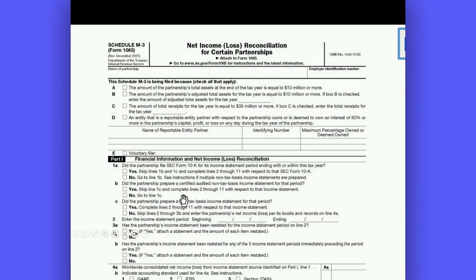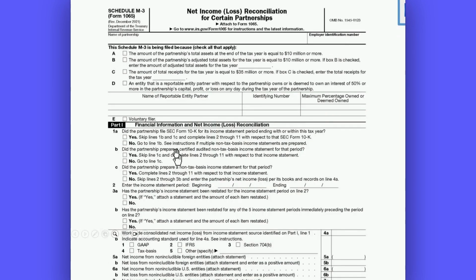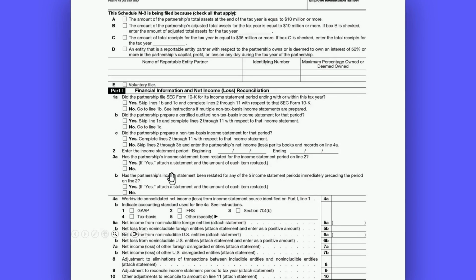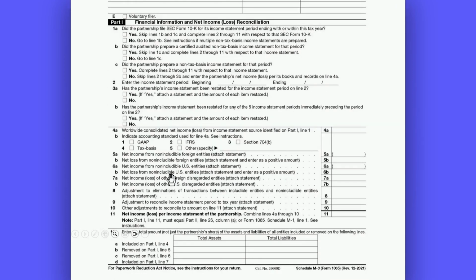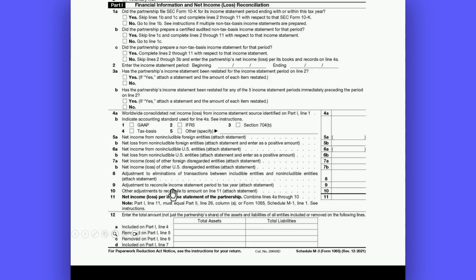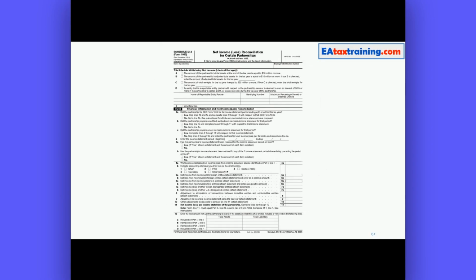Then you have part one, which shows the different financial information. You just go through, answer these questions, and check these boxes. So that is all of part one. You're going to show your worldwide income, etc. So this is the basic information. So that is what part one looks like.